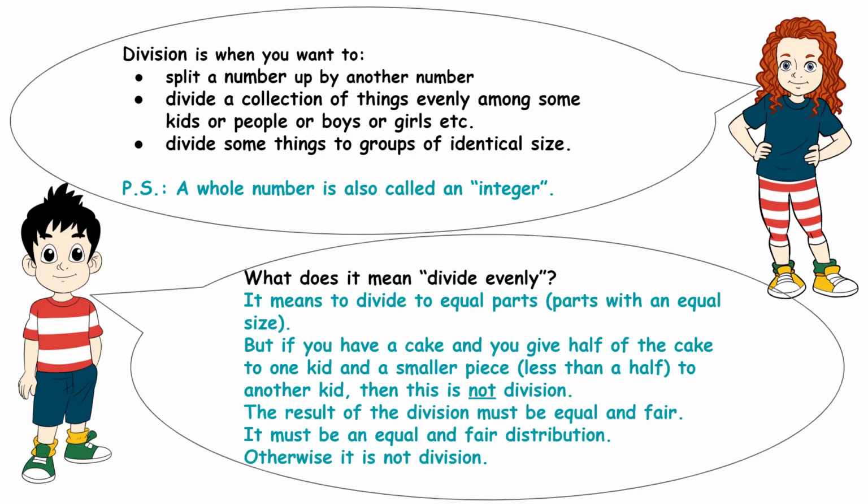Well, what does it mean, divide evenly? It means to divide into equal parts with an equal size. But if you have a cake and you give half of the cake to one kid, and a smaller piece, less than half, to another kid, then this is not division. The result of the division must be equal and fair. It must be an equal and fair distribution. Otherwise, it is not division.